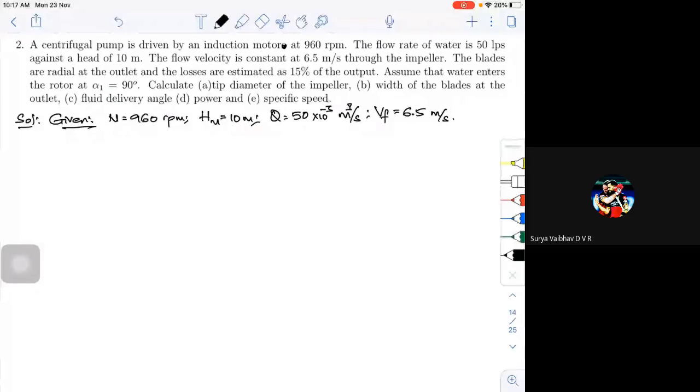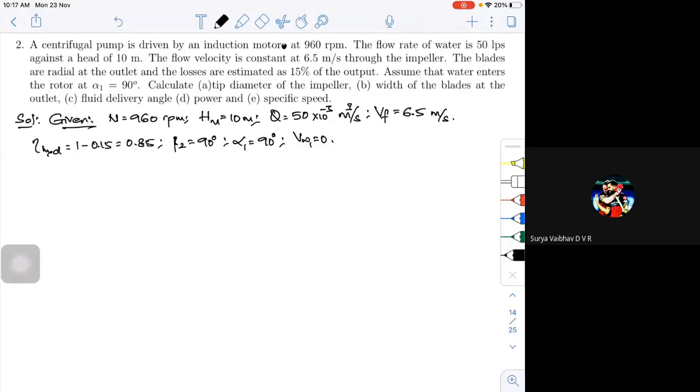Then there are 15% losses, so your hydraulic efficiency is equal to 1 minus 0.15. That means it is 85% or 0.85. Then the blade exit angle, that is your beta 2, is 90 degrees, so the blades are radial at the outlet. Then your alpha 1 is equal to 90 degrees, and that means your VW1 is equal to 0.